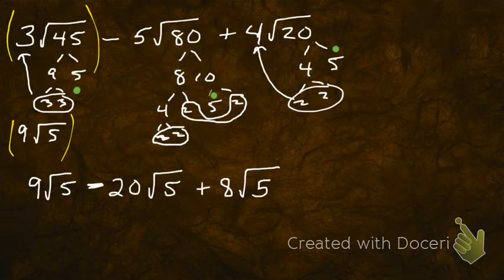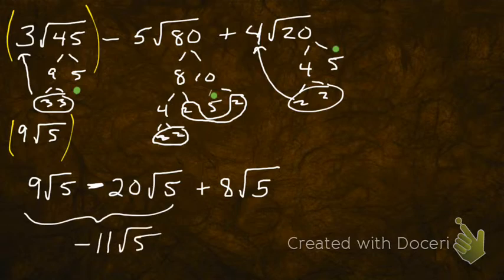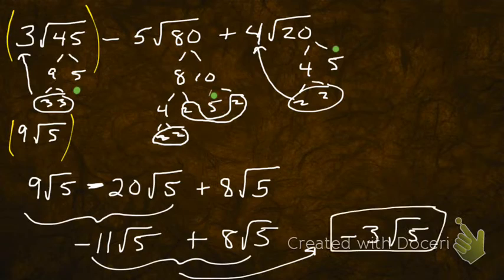When you add or subtract two roots together, you add or subtract the coefficients, but you leave the root the same. So for example, 9 root 5 minus 20 root 5 is negative 11 root 5. The root 5 stays the same, just like if you were adding 2x squared plus 3x squared, we would get 5x squared. The x squared stays the same. Now we're going to take the negative 11 root 5 plus 8 root 5, giving us an answer of negative 3 root 5.